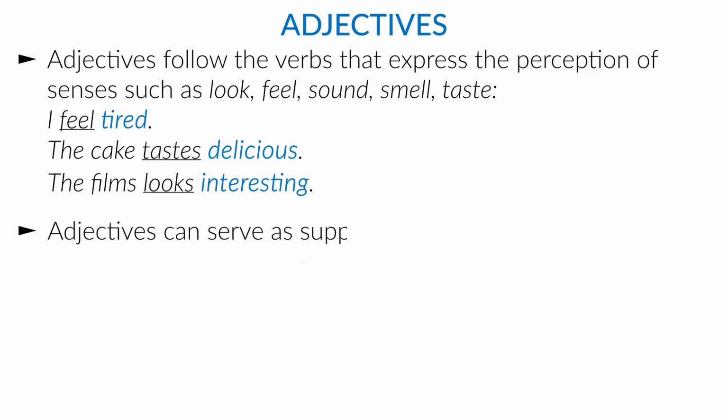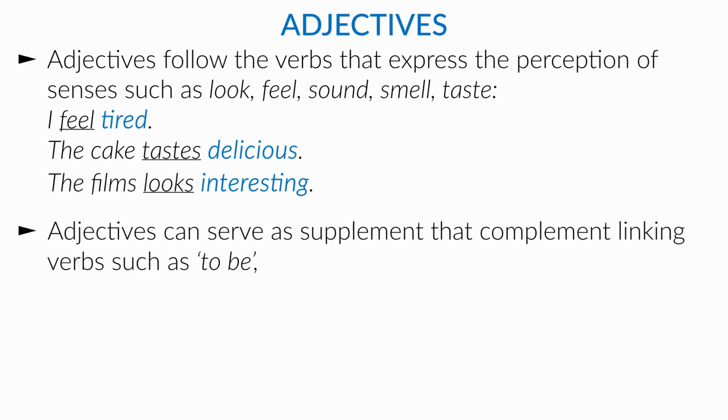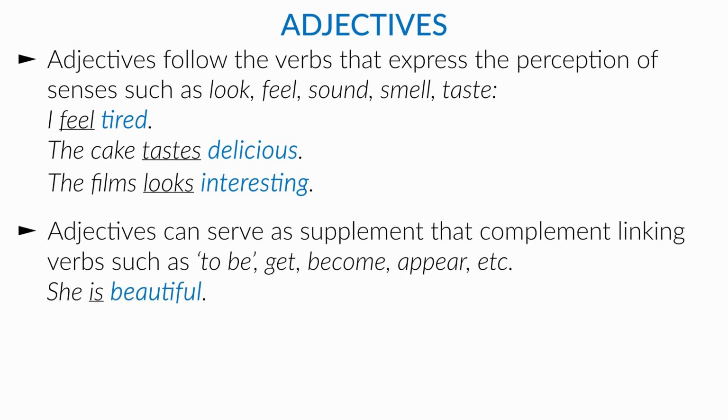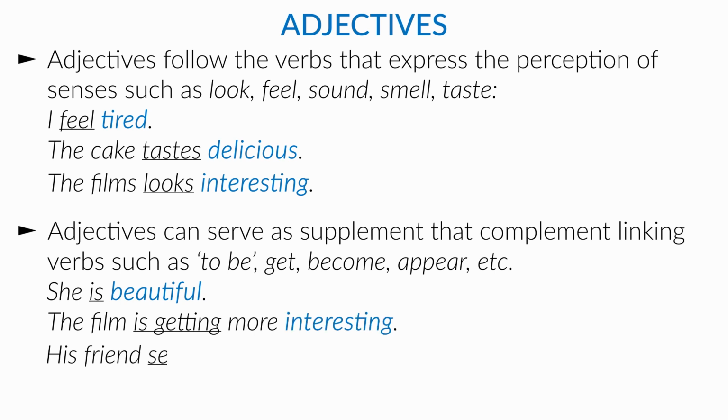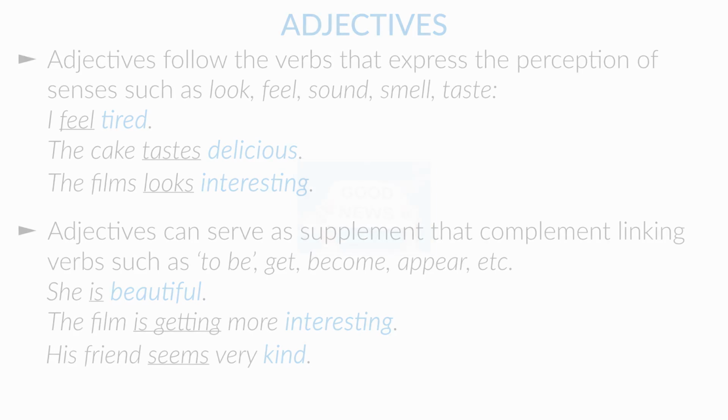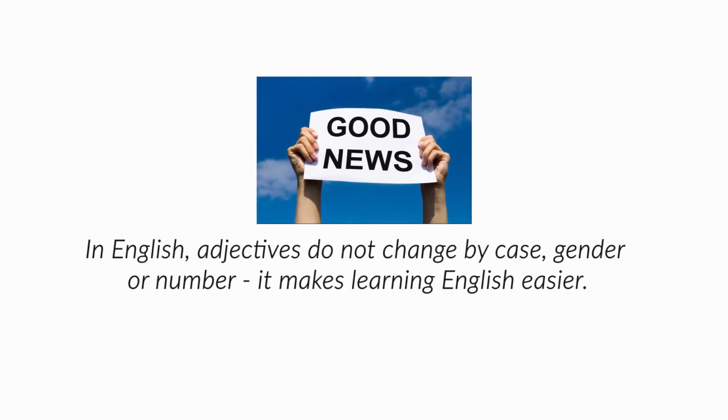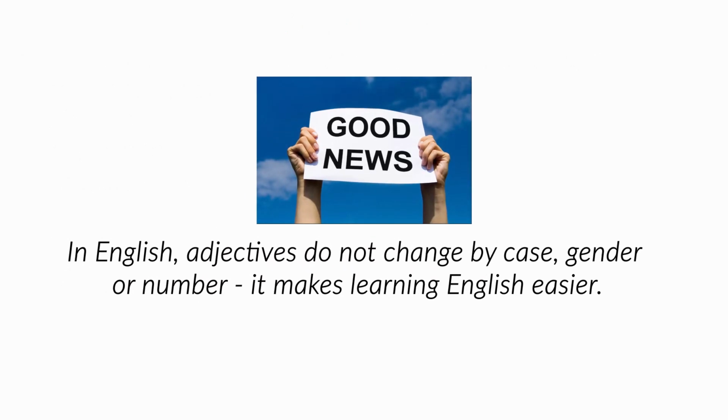Adjectives can serve as a complement to linking verbs, such as to be, get, become, appear, etc. For example, she is beautiful. The film is getting more interesting. His friend seems very kind. Good news for learners. In English, adjectives do not change by case, gender, or number. It makes learning English easier.